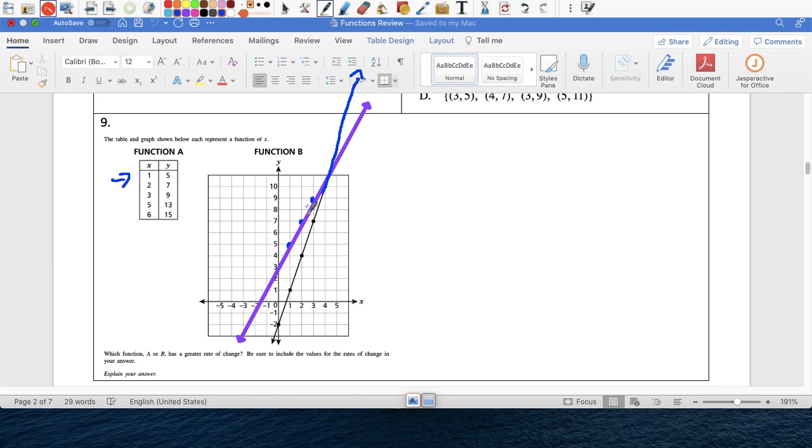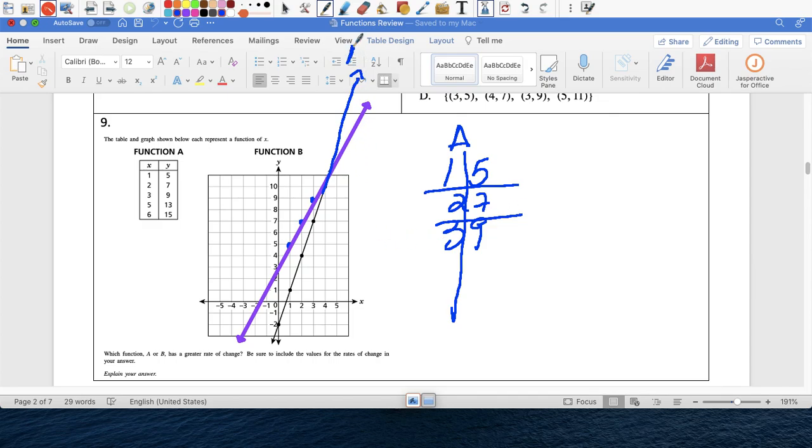So which of these is rising faster? It looks like function B, right? Visually. Now, what I am also going to do is find the slope. Let's do the slope for function A. So this is A. Let me write those numbers again: 1 and 5, 2 and 7, 3 and 9. Let me write them in a line here.